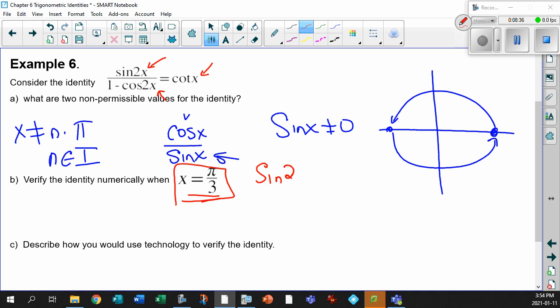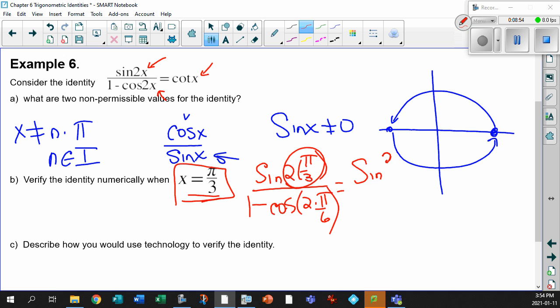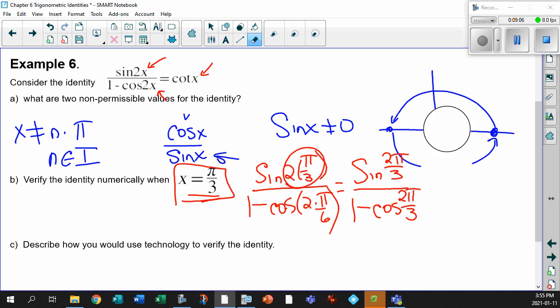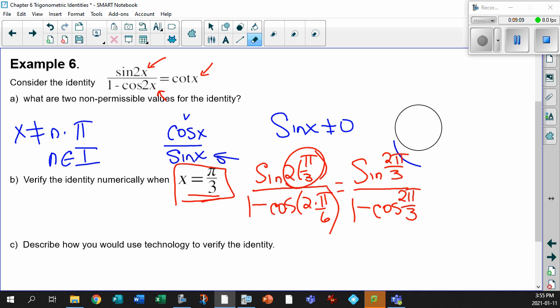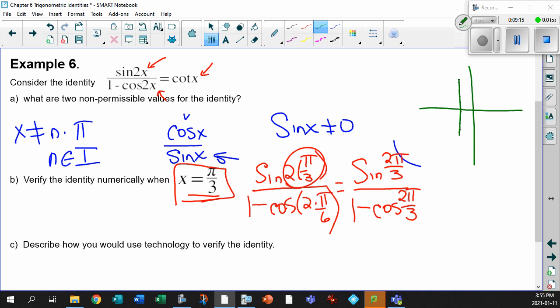Sine of 2 times pi over 3 over 1 minus cos of 2 times pi over 3. Now, think about this. This becomes sine of 2 pi over 3 over 1 minus the cos of 2 pi over 3. Okay, let's be smart here. Let's figure out what 2 pi over 3 is so I can figure this out real nice and simple. Okay, looking at our unit circle, 2 pi over 3 is that thin one right there. That's the 2 pi over 3, right?